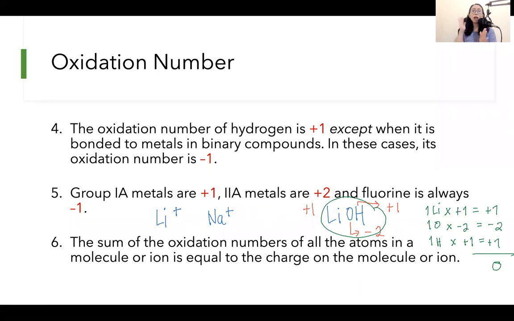So when you assign oxidation numbers, after assigning, you can check if the sum of all the oxidation numbers of all atoms in your molecule or ion would be equal to the charge of your molecule or ion. So that is one way of checking whether you have assigned correct oxidation numbers.